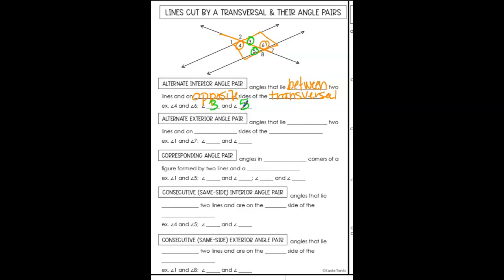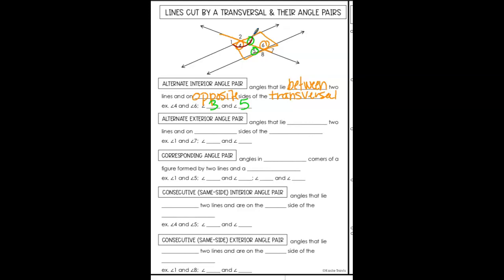If you notice, even though angle 4 and 3 are on opposite sides of the transversal, those angles are actually supplementary because we can add them together to get a straight line. Okay, so 4 and 3 are not alternate interior, and 5 and 6 are not alternate interior angles. Okay, those are supplementary angles.